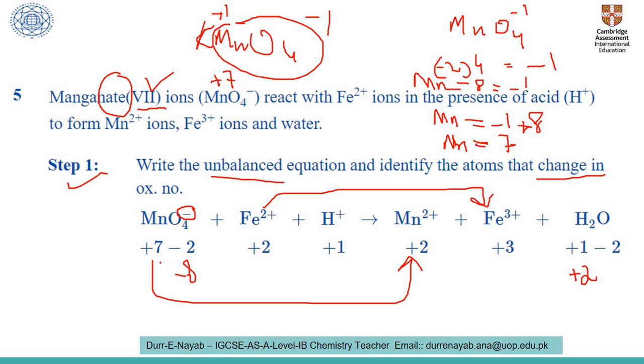Now there is a change in the oxidation number of manganese from +7 to +2. This gives you an idea that there is a gain of 5 electrons. And from +2 to +3, there is a loss of how many? Of 1 electron. That electron is lost from the iron.